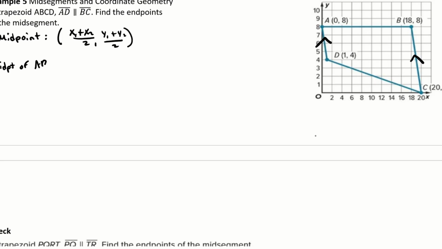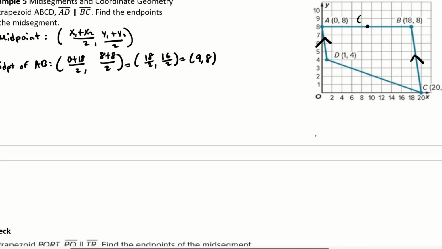All right, so again, we add our x coordinates, so 0 plus 18 divided by 2. Add our two y coordinates, 8 plus 8 divided by 2. And that gives us 18 divided by 2 and 16 divided by 2. So that gives us 9, comma 8. All right, so 9, 8. We can see that that's the middle.